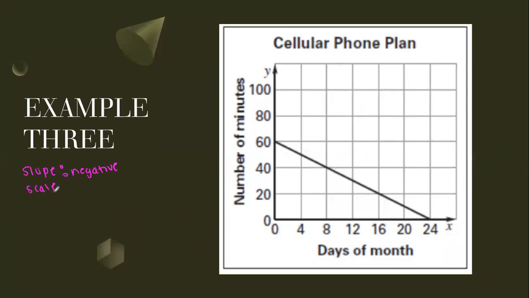The scale of my x and y axis are different. What is the x axis going by? 4. Awesome. What's the y axis going by? 20. Okay, it's gonna be interesting. What's the y-intercept? 60. Awesome. The y-intercept is 60, so b equals 60.